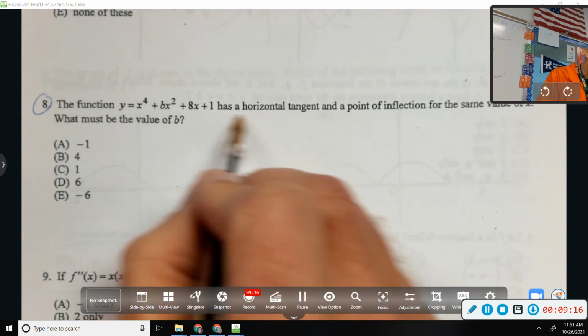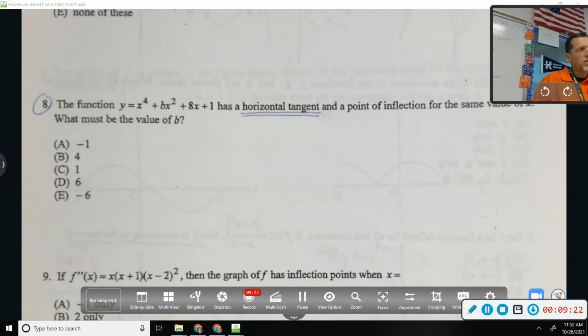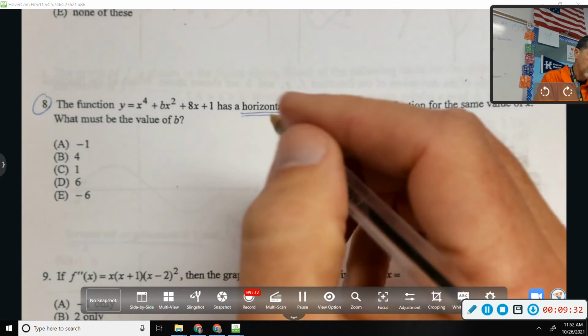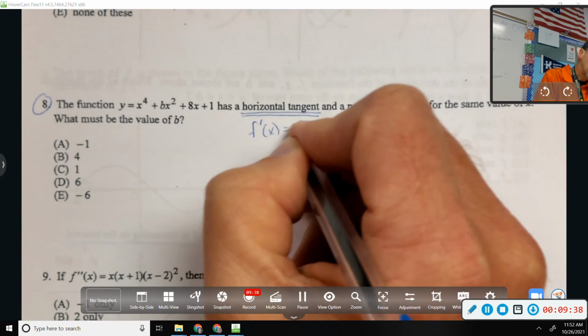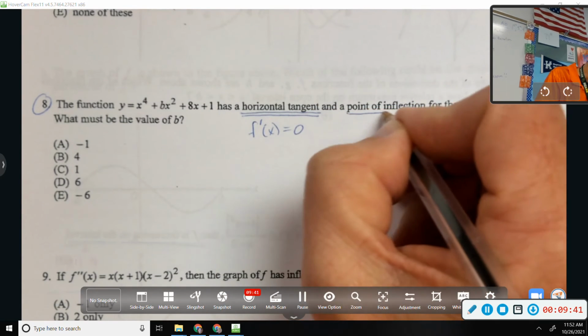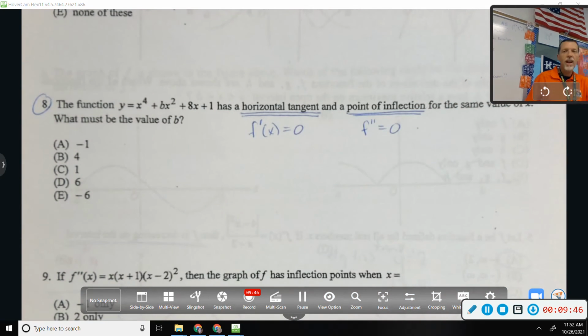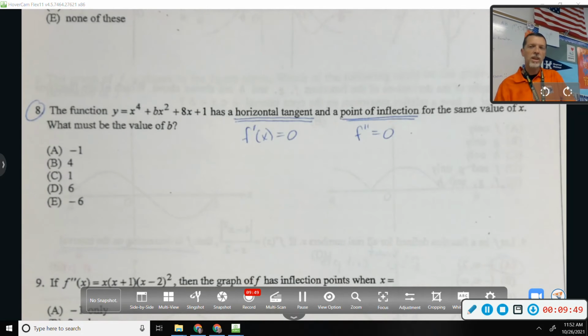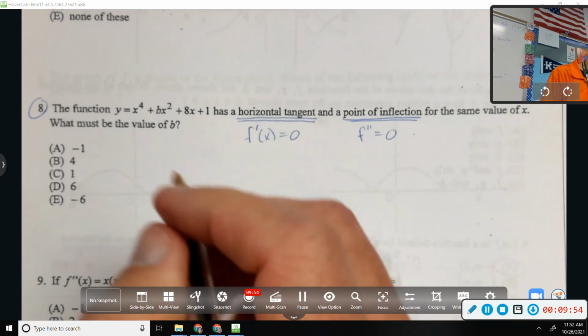All right, the function has a horizontal tangent. What does that mean? Horizontal tangent. Maybe max or min. Definitely a critical point. What does it mean in terms of variables and derivatives? It doesn't mean x equals 0. It means f prime is equal to 0. And a point of inflection. What does that mean? F double prime is equal to 0. At the same value of x, what must b be? Okay, so it gave me two pieces of information. Let's take some derivatives and see what we learn.